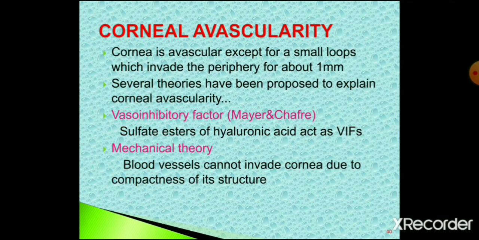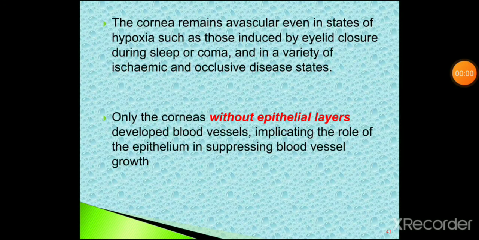Then another is the mechanical theory. So there are two theories, the vasoinhibitory factor of Mayer and Chaffray, and the mechanical theory. In the mechanical theory, blood vessels cannot invade the cornea due to the compactness of its structure. It is arranged in such a way that the corneal avascularity is due to the vasoinhibitory factor and also the mechanical theory.